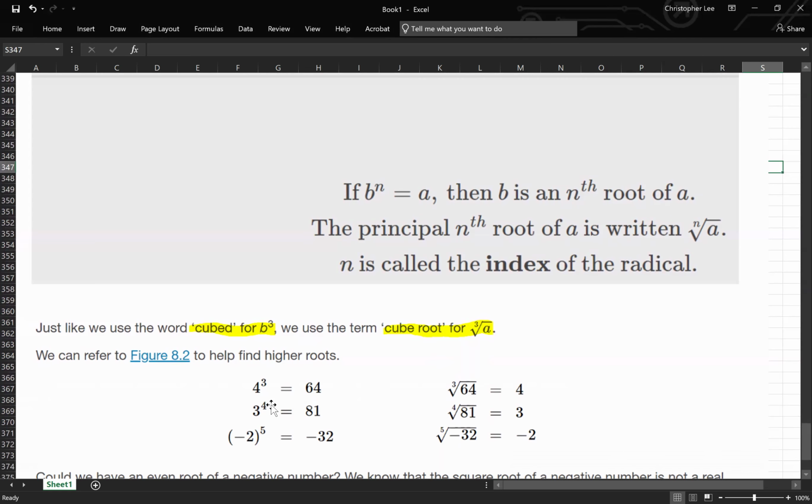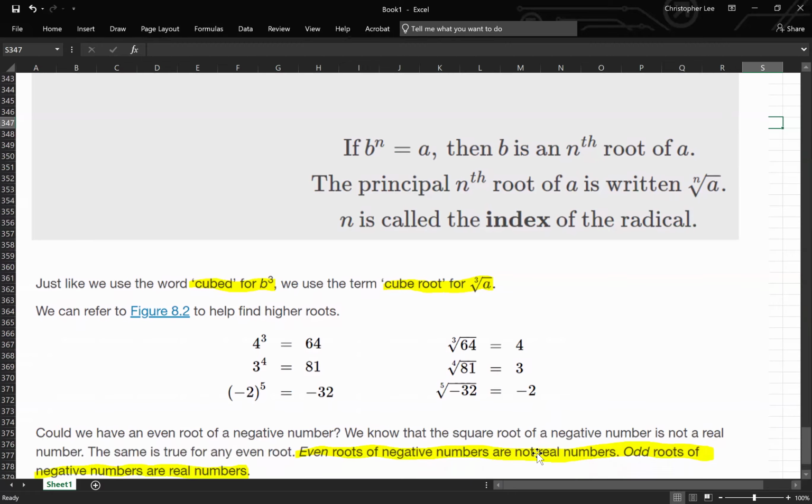3 to the fourth power is equal to 81, right? Remember, that just means 3 times 3 times 3 times 3. So the fourth root of 81 is 3, right? -2 to the fifth power is -32. So the fifth root of -32 is -2, right?